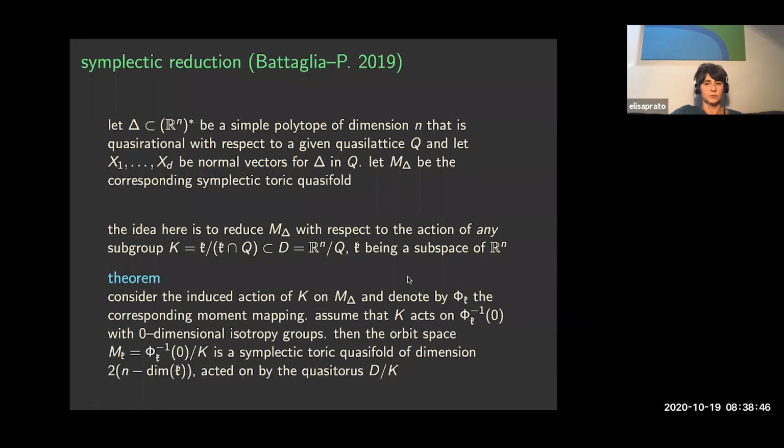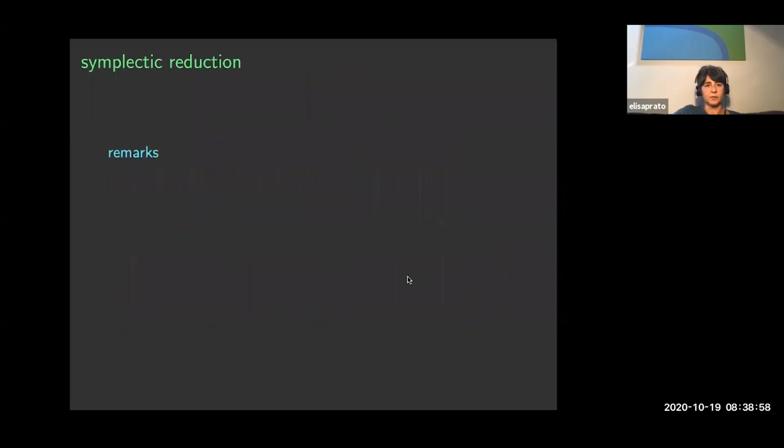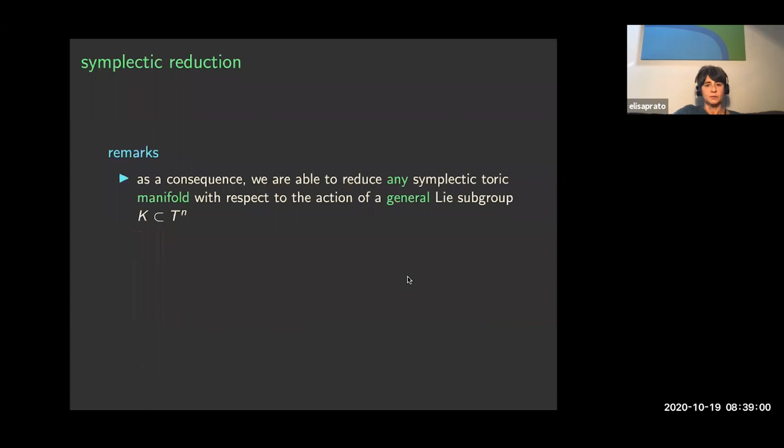So I want to go a little fast here because I see that I'm running short of time. We have a symplectic reduction theorem, and the result is a symplectic toric quasifolds, and this also allows us to reduce the symplectic toric manifolds with respect to general Lie subgroups, not necessarily closed. And of course, the result is a quasifold in general.